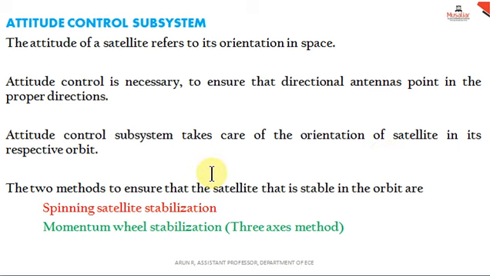For this orientation, or for keeping the satellite in the correct orbit, there are two methods to ensure the satellite is stable in the orbit: spinning satellite stabilization and momentum wheel stabilization, which is also known as the three-axis method. These are the two processes that ensure the satellite is stable in the orbit, or ensure the correct orientation of the satellite in an orbit. It is done by two methods, spinning satellite stabilization and momentum wheel stabilization.